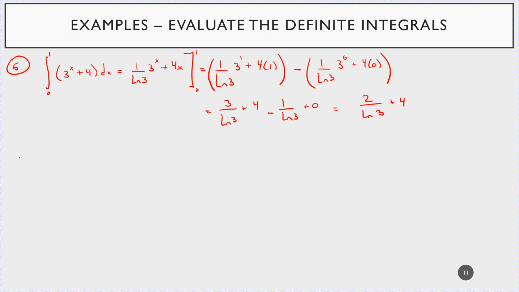All right, let's look at this one. This will be the last one we do, and then we'll move on to 2 different types of one. Let's look at the integral from -1 to 1 of e to the theta plus sine of theta d theta.